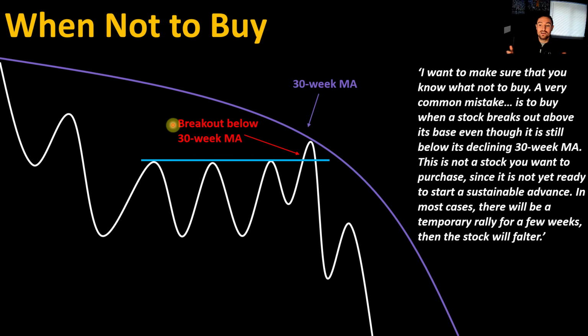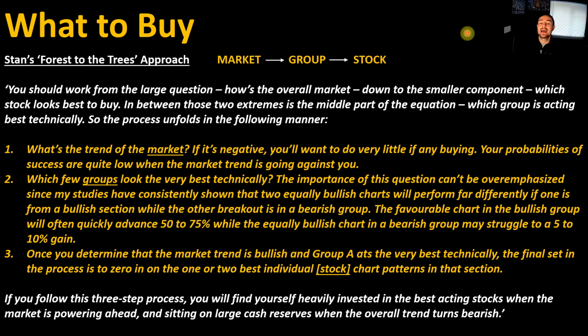So on the next slide, we're going to be going into what to buy. So now we are starting to get into it, and there's going to be a couple of slides with some quizzes where I'm going to ask you some questions. What's a better breakout? So Stan had his forest to the trees approach. Stan would actually start with the market. He would then look at the groups, and then he would look at the stock. So he would start higher and work his way down.